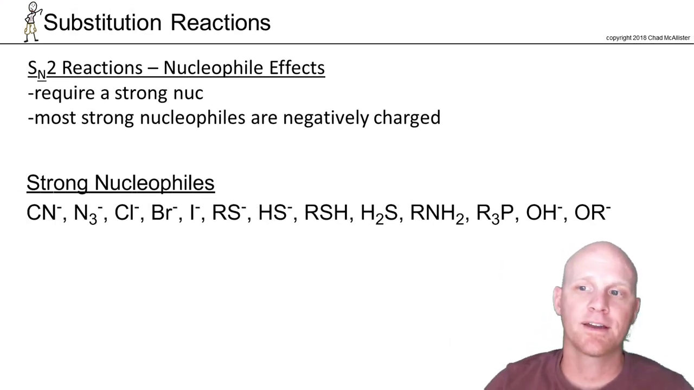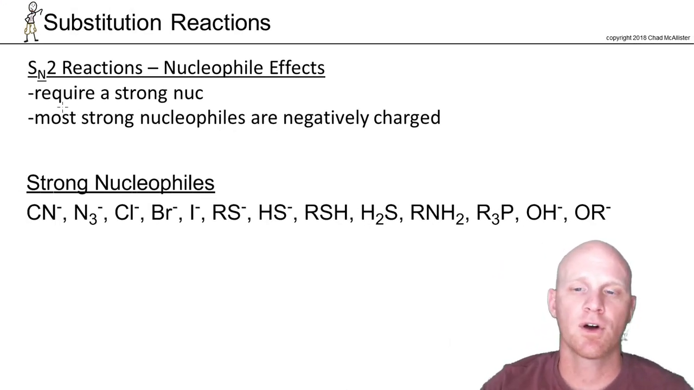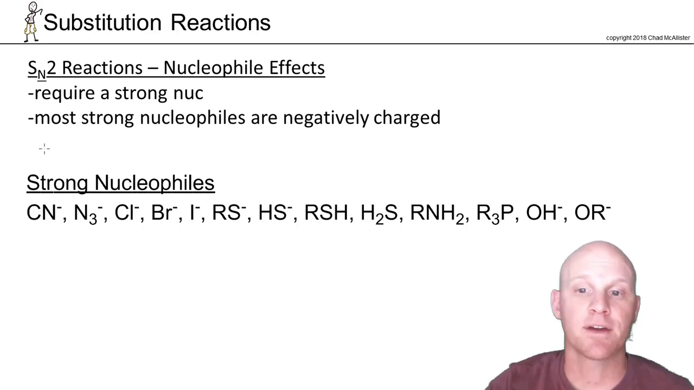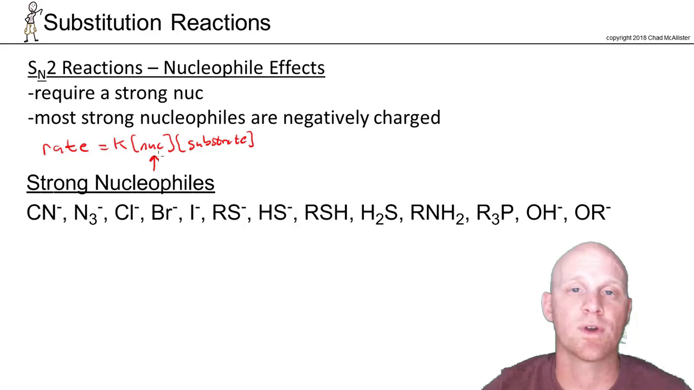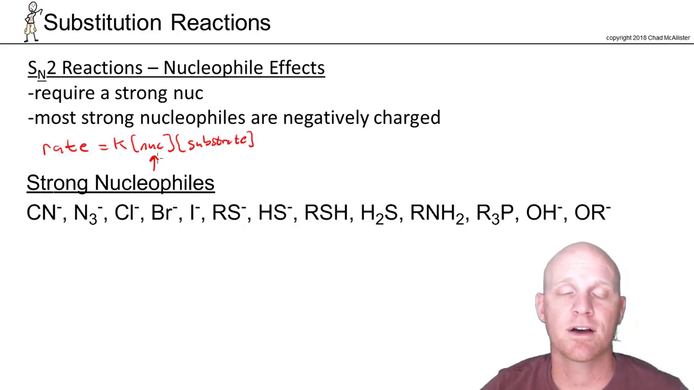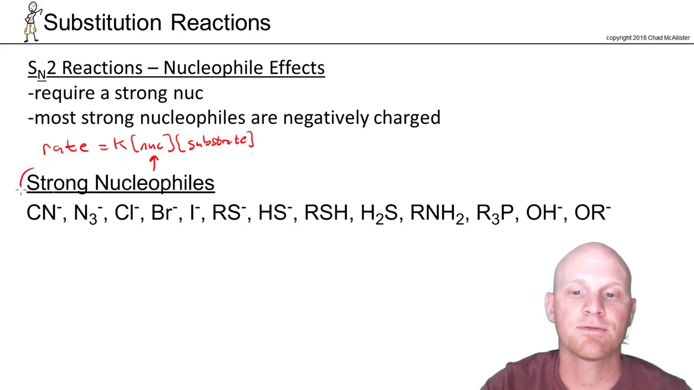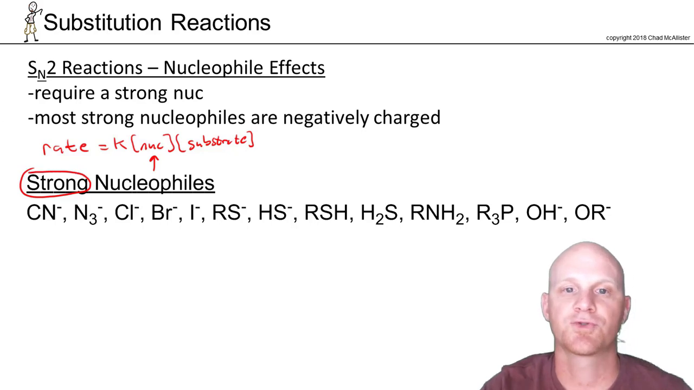The next factor we want to look at are nucleophile effects. If you recall an SN2 reaction, the nucleophile and the substrate both show up as reactants in that step, and therefore they both show up in the rate law. So here we'd have rate equals k times both the nucleophile and the substrate. But the key here is on the nucleophile, and since that nucleophile does show up in the rate law, it is involved in the slow step. It turns out for an SN2 reaction, that nucleophile has to be strong.